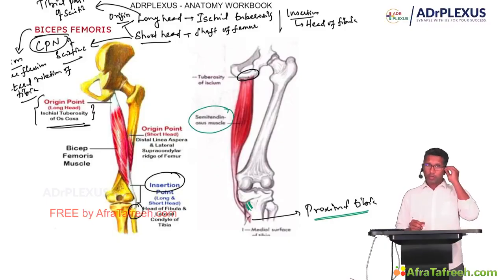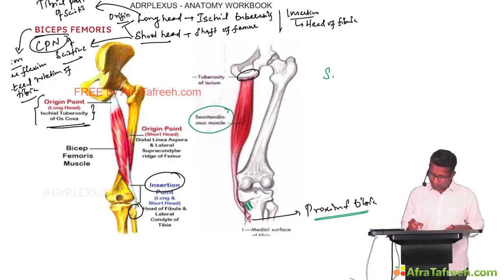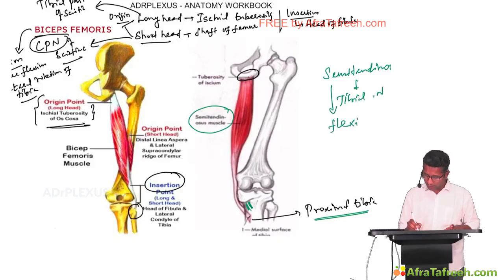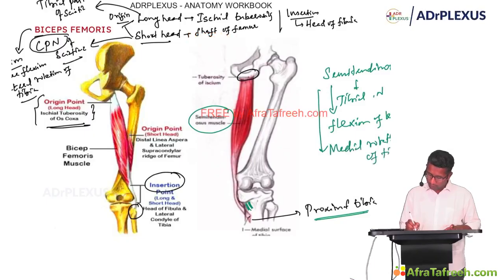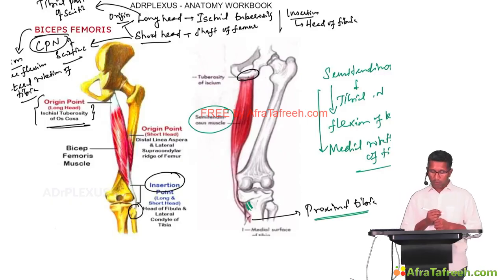This semitendinosus muscle is getting attached to the proximal tibia, and it is supplied by the tibial part of the sciatic nerve. This muscle again causes flexion of the knee joint. These are all the flexors of the knee joint. They also help in medial rotation of the tibia. Biceps femoris is a lateral rotator of the tibia, whereas semitendinosus is a medial rotator of the tibia.